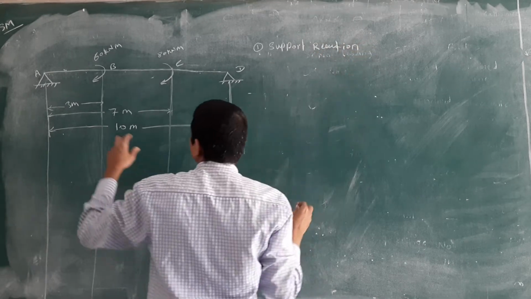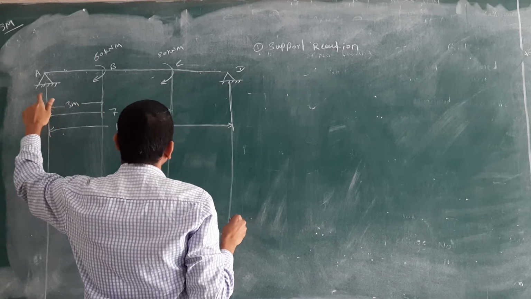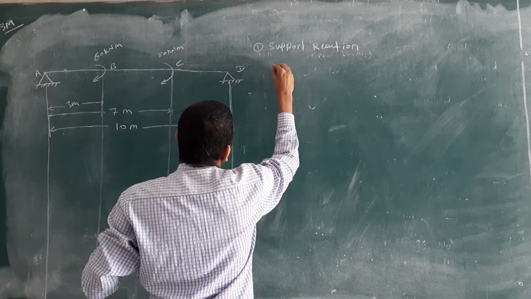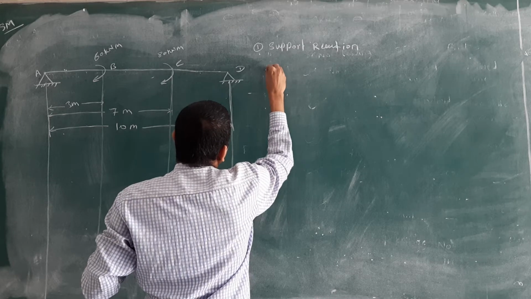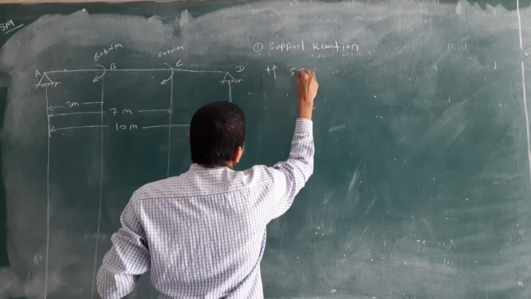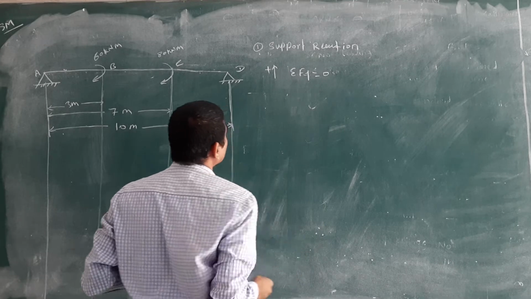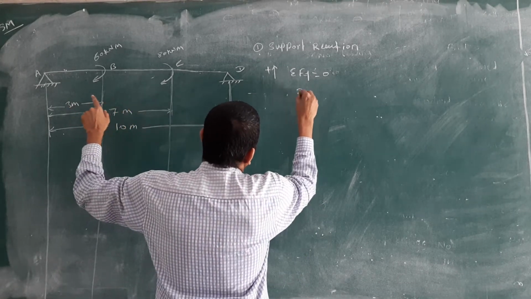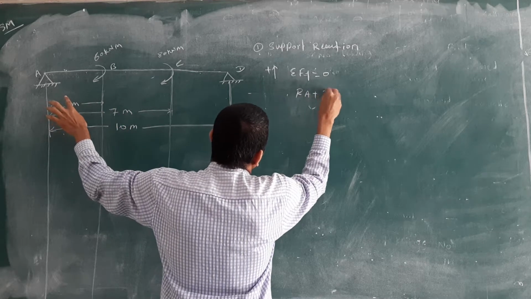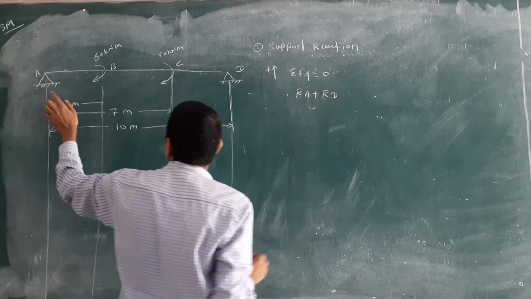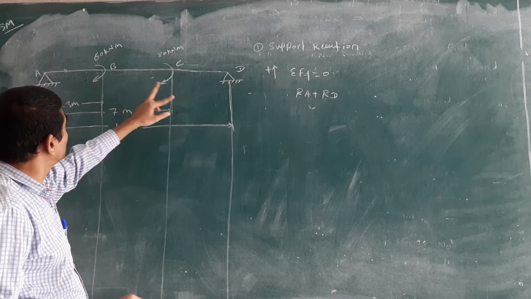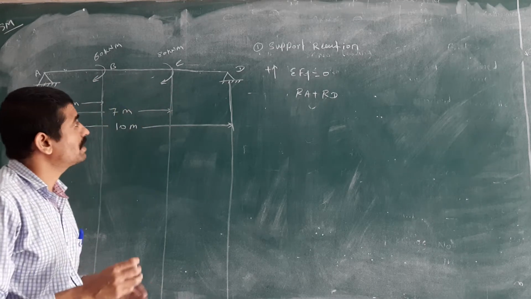Yes, see there are two vertical loads, RA and RD. I will write here, upward direction positive, and summation of Fy is equal to 0. Here are two loads in the vertical direction. That's why I have taken the positive RA and RD. Okay, don't consider the moment in the SFD.